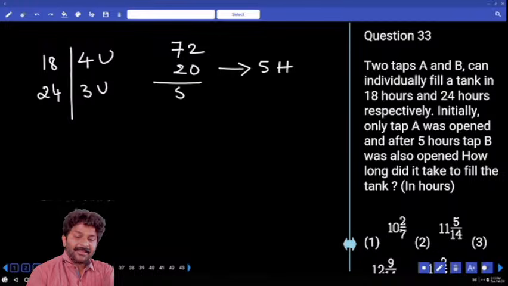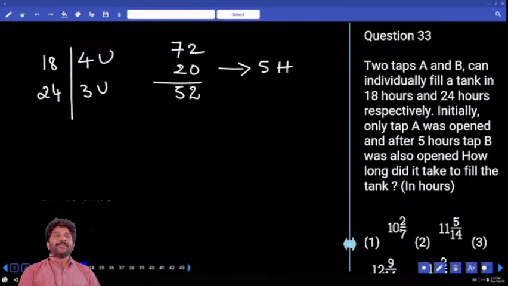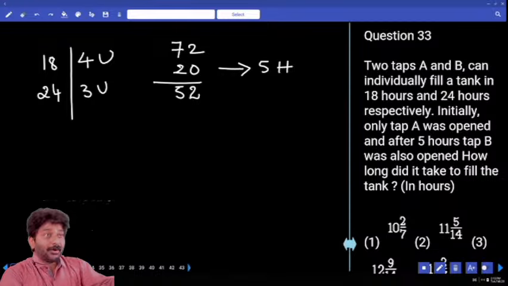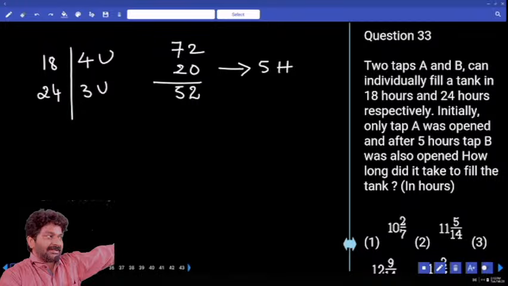How much is the remaining? To complete 52 units, to fill 52 units, which pipes are open now? Both A and B. Both A and B do 7 units.